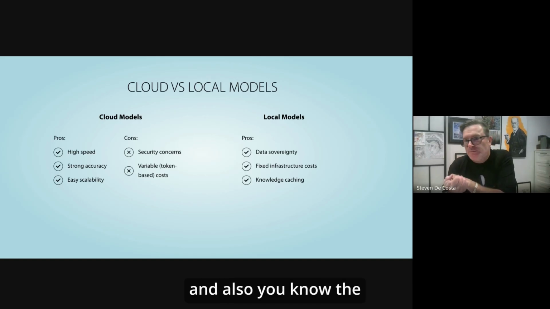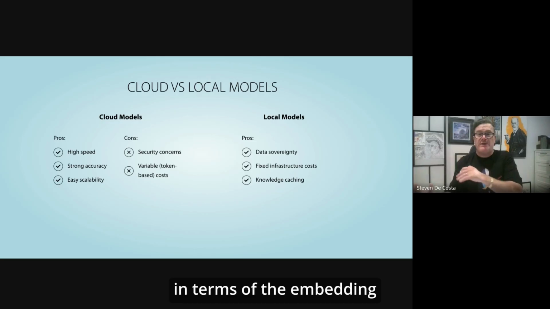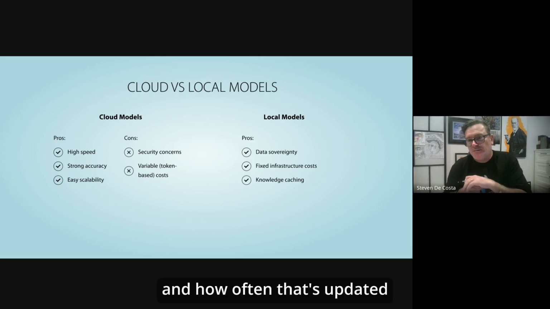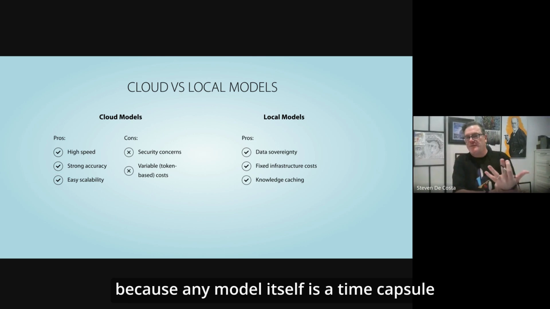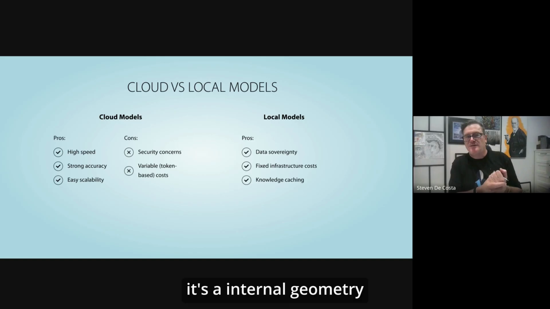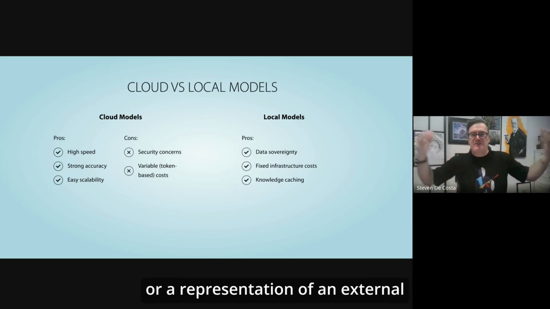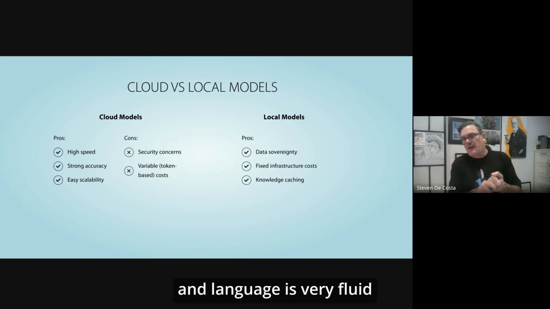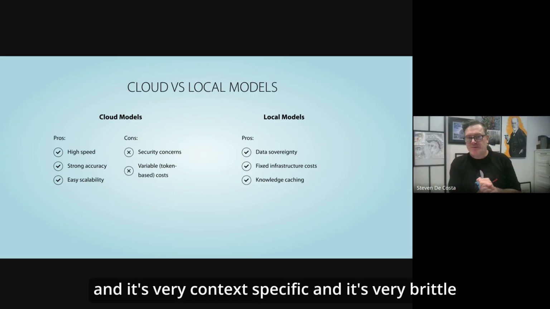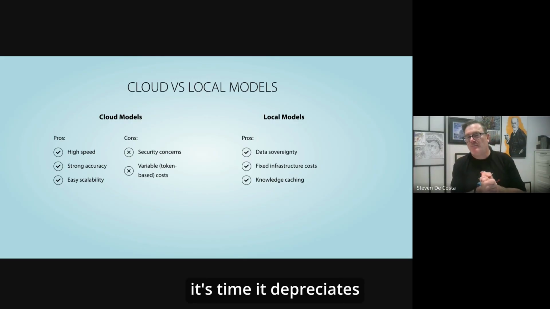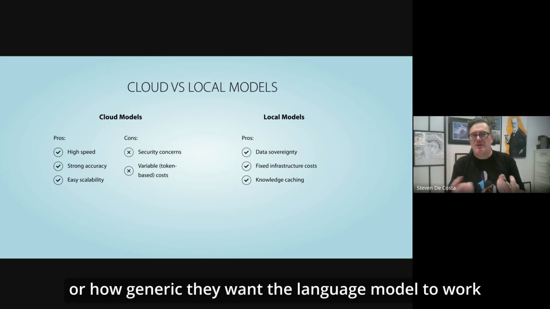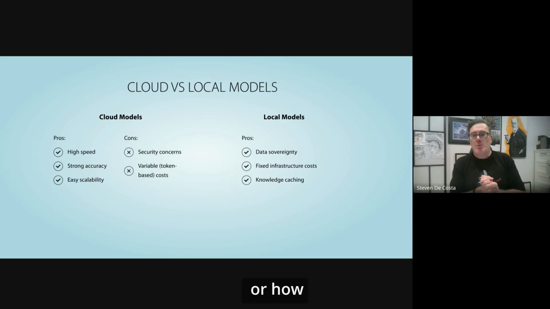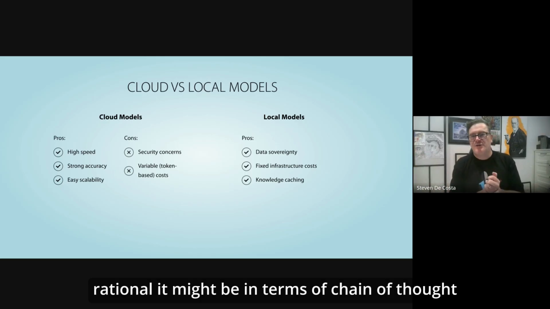And also, the local model, in terms of the embedding and how often that's updated, will be a characteristic of what people want to do, because any model itself is a time capsule. It's an internal geometry, or a representation, of an external understanding of things like language, and language is very fluid, very context specific, and very brittle to current events. It depreciates over time. So it depends on how often people want to change their language, how generic they want the language model to be, or how rational it might be in terms of chain-of-thought reasoning.